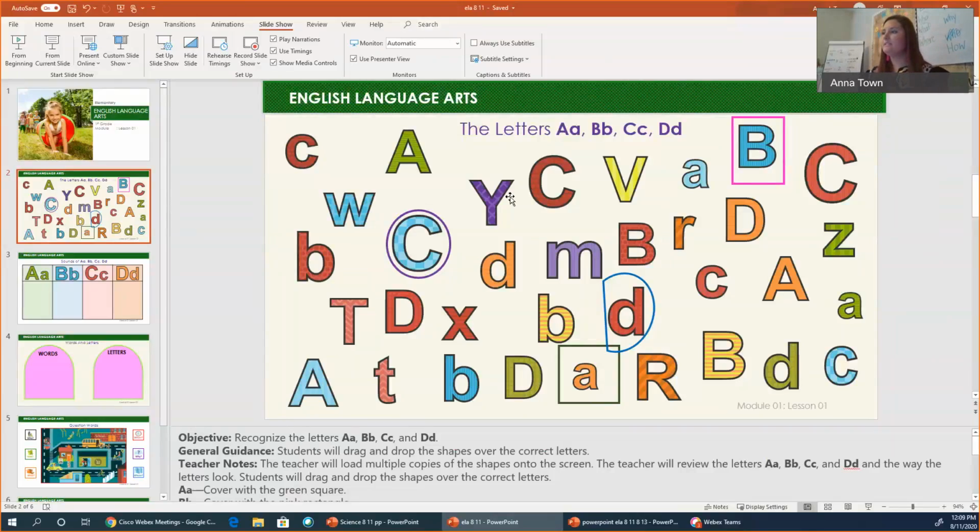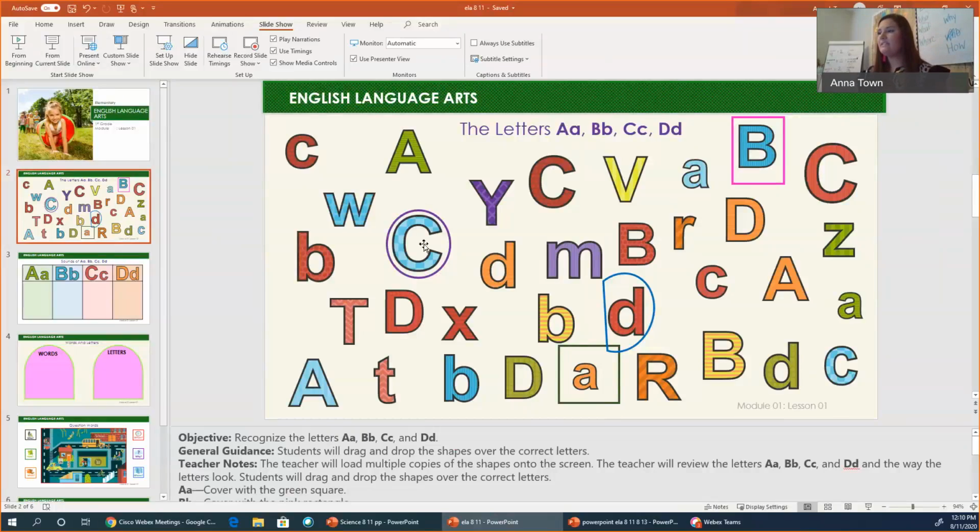Okay, now I'm going to point to this. This is A. I want you to put a thumbs up if it's a capital A or a thumbs down if it's a lowercase a. You should have had a thumbs down. It is a lowercase a. Here is D. Is this a capital D or a lowercase d? It is a lowercase d.